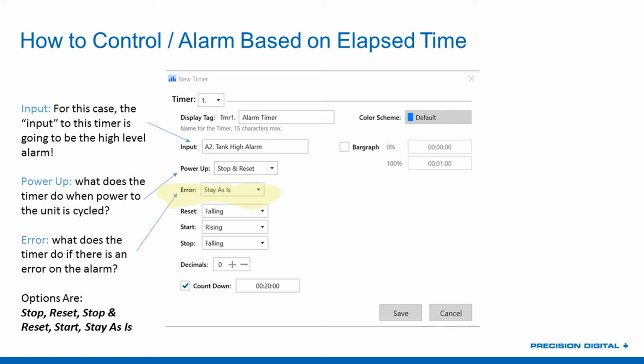So I kept that stay as is. Now the other ones here, the start, stop, and reset, that is basically telling the consolidator when to start and stop. And so this is where it gets a little bit tricky, so it's important that we listen up here.